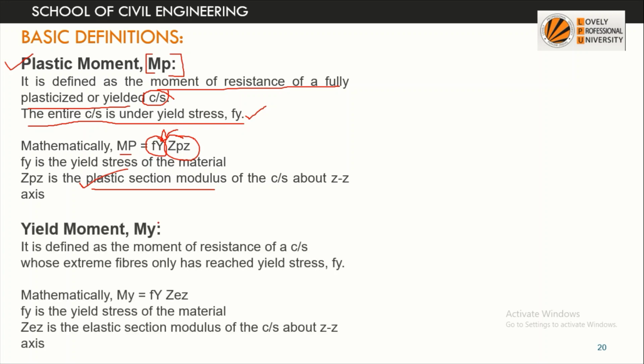Next definition is yield moment. So what is yield moment? It is denoted by My. It is the moment of resistance of the cross section whose extreme fibers have reached the yield stress, or else we can define it as the moment required to cause stress equal to Fy in the extreme fibers. Mathematically, My is equal to Fy into Zez. So what is Zp? It is the plastic section modulus. What is Ze? It is the elastic section modulus. And we are considering the ZZ axis, which is the major axis in case of a beam.